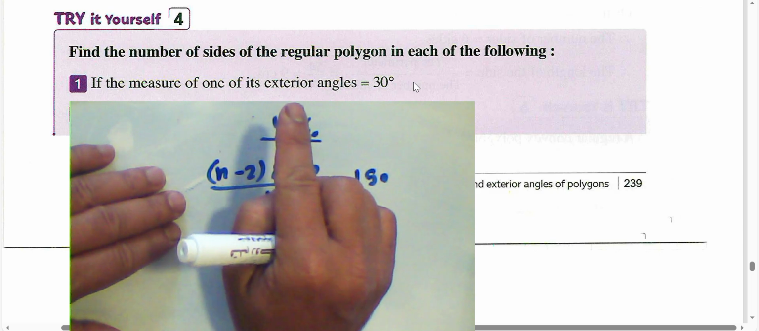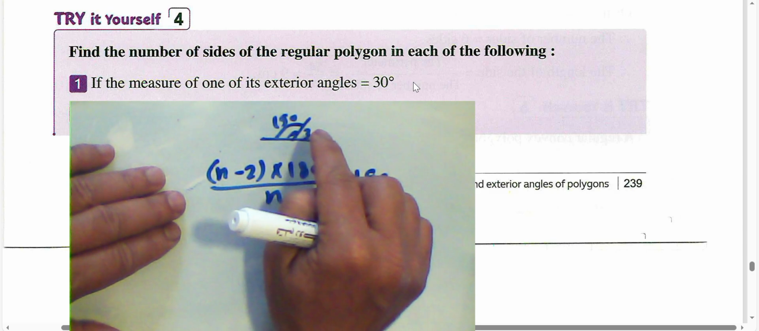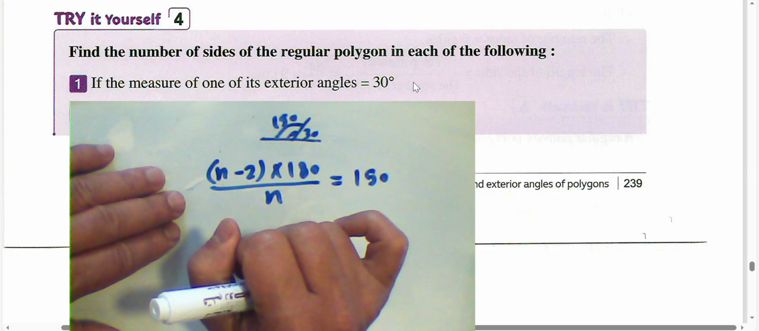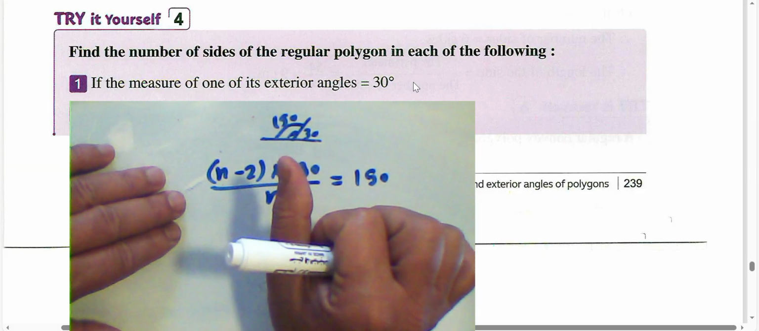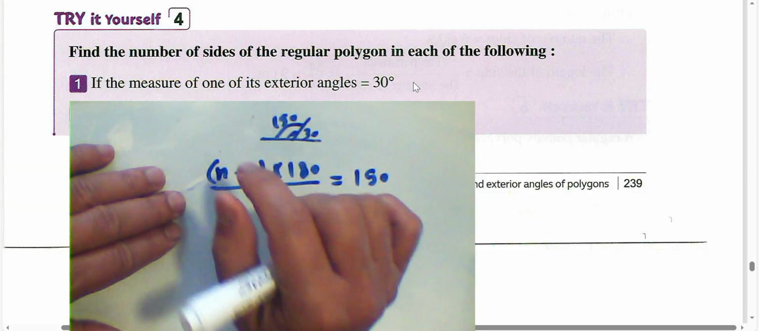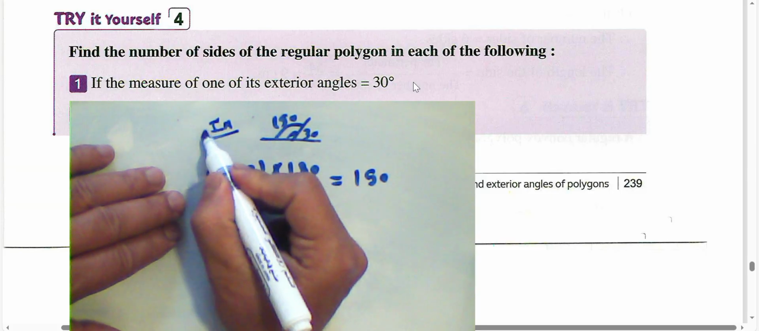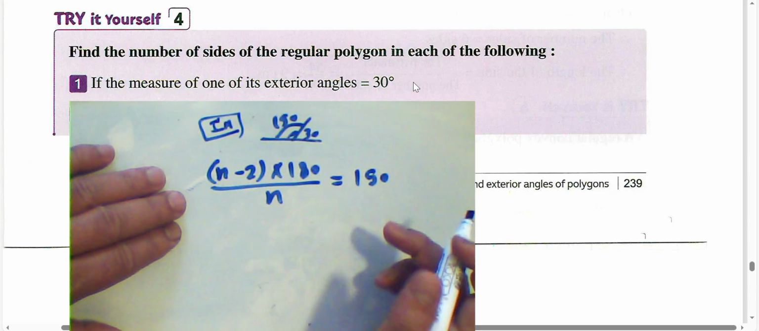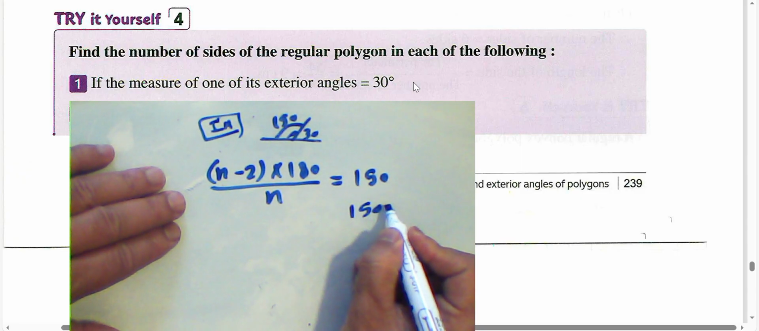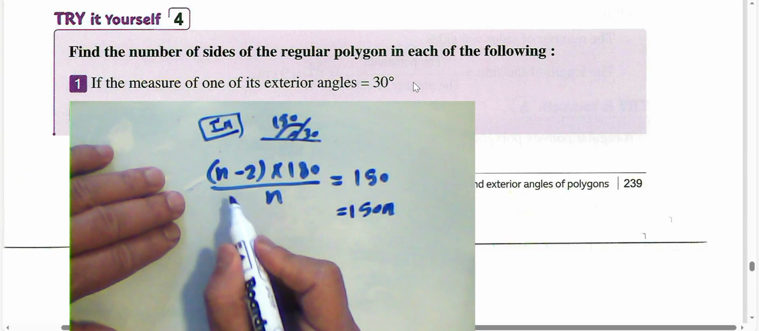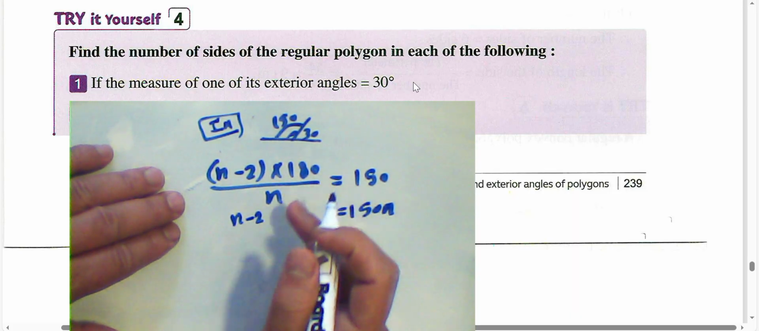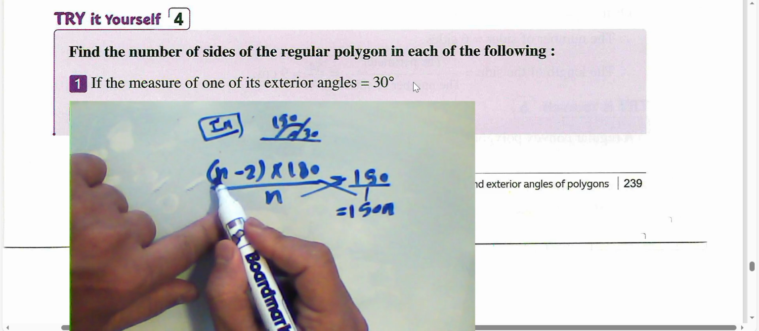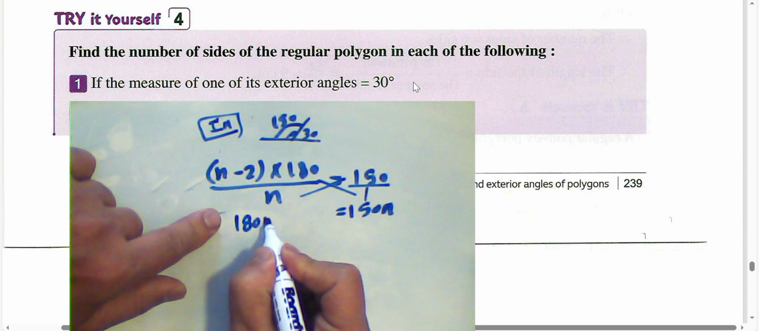So in this example he gives me exterior angle 30, then the interior angle will be 150 because they are supplements of each other. The sum of them equals 180, so the interior angle is 150. You must find the interior angle first. Then you can write: n times 150, so 150n equals n minus 2 times 180. You can use the distributive property. Again, 180 times n, 180n.